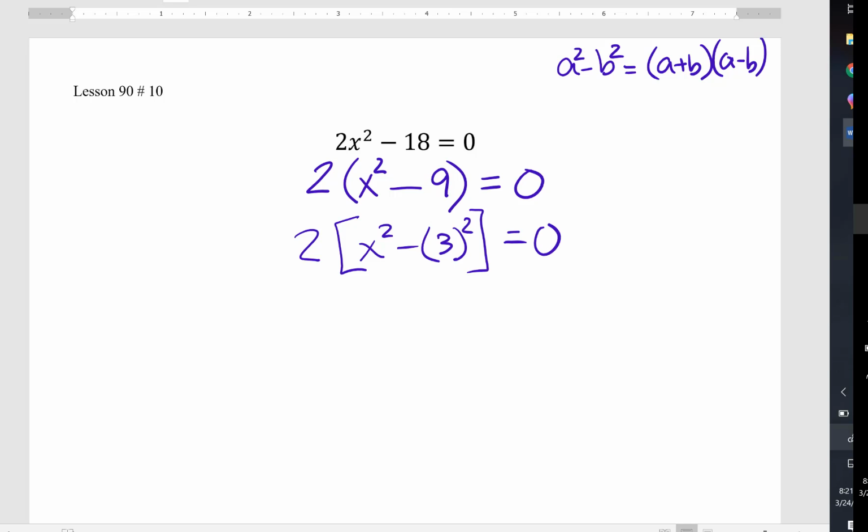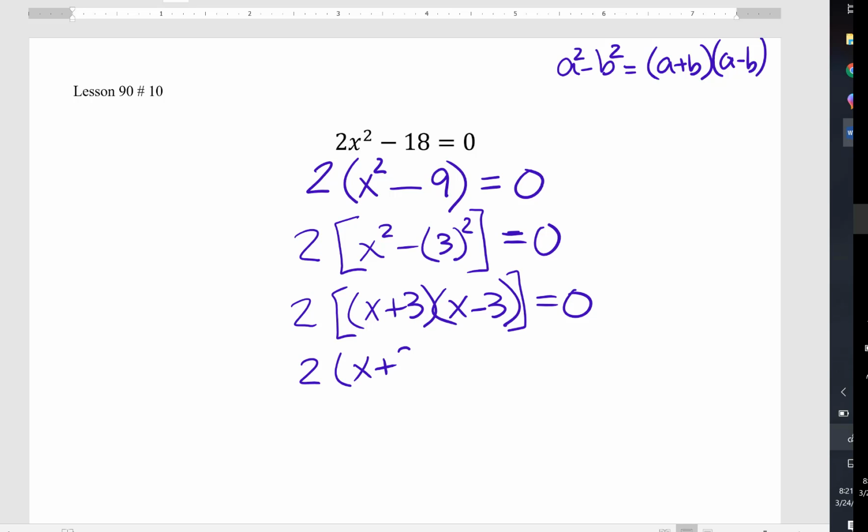All right, so now you have this equation. You have 2 times this difference of squares. So I'm going to rewrite the difference of squares. I'm going to factor it as x plus 3 and x minus 3. All right, so now you have 3 factors here. You've got 2 times x plus 3 times x minus 3. And that all equals 0.